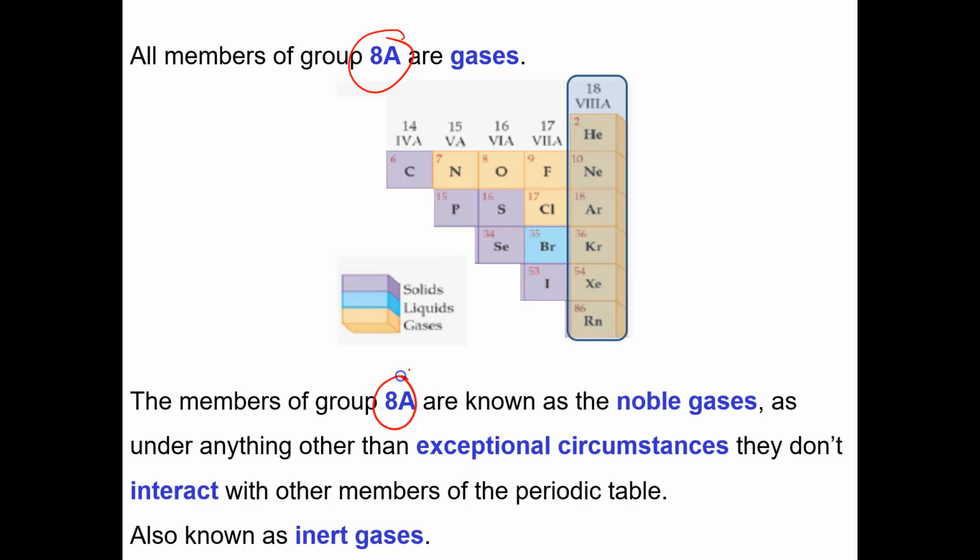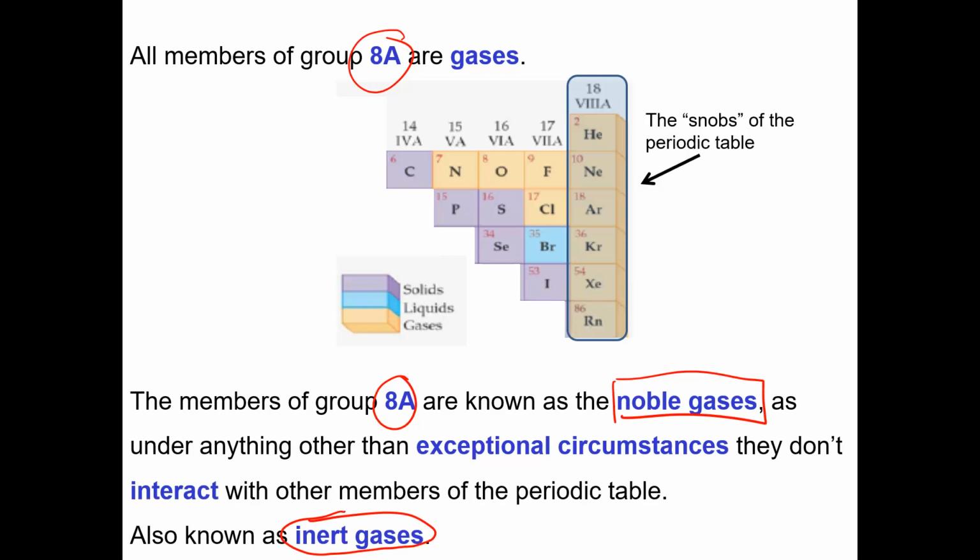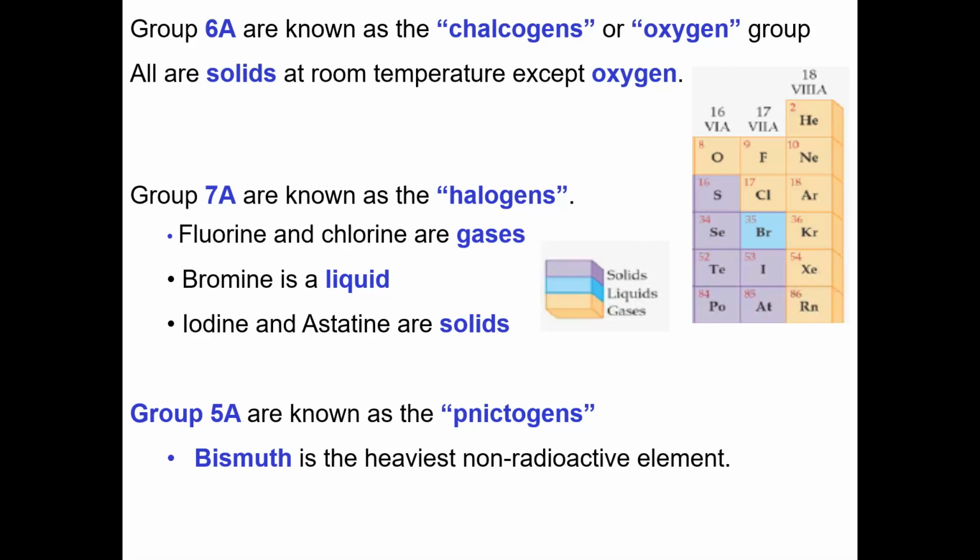The members of group 8A are referred to as the noble gases because, unless it's exceptional circumstances, they don't combine or interact with other members of the periodic table. An older term for these is the inert gases, and people still use that term. So helium, neon, argon, krypton, xenon, radon, either the noble gases or the inert gases, they're all gases, right? They're the snobs of the periodic table. They are the kings and queens of the periodic table. They don't mix with the other elements or combine with the other elements unless something unusual is happening.